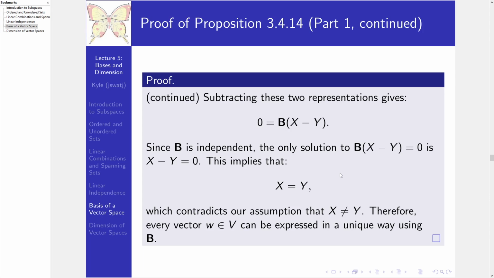Okay. And then we can subtract these two representations on both sides to get 0 equals the basis times x minus y. And since B is independent, the only solution to this would be that x minus y is 0, which implies that x equals y. But this contradicts, obviously, that these two are not the same. So therefore, we can write any vector uniquely in a basis using basis vectors.